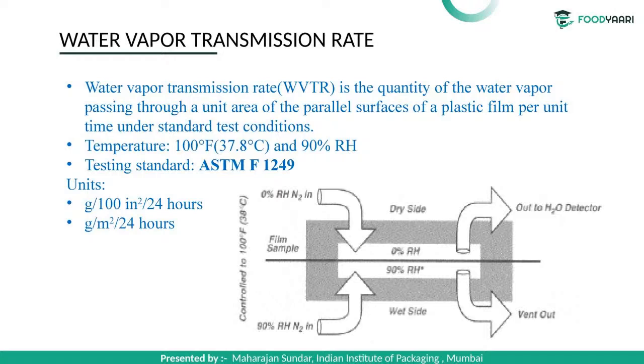The best WVTR materials are HDPE, which has 0.3 in US standards, and polyvinylidene chloride PVDC of 0.05 in US standards. Good water vapor barriers are LDPE and PET, which have 1.2 and 1.3 in US standards respectively.